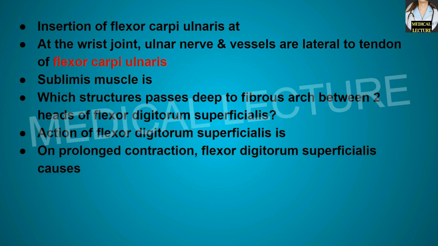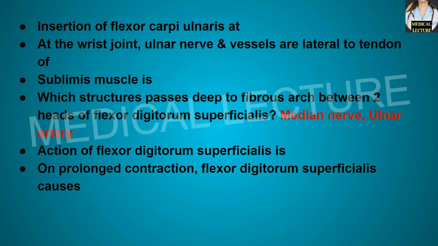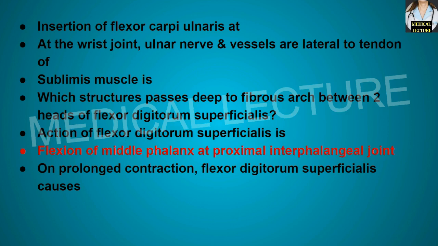Sublimis muscle is flexor digitorum superficialis. Which structures pass deep to the fibrous arch between the two heads of the flexor digitorum superficialis? So median nerve and the ulnar artery. Now what is the action of the flexor digitorum superficialis? So this muscle causes the flexion of the middle phalanx at the proximal interphalangeal joint.